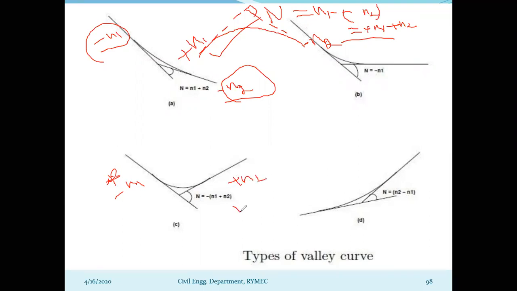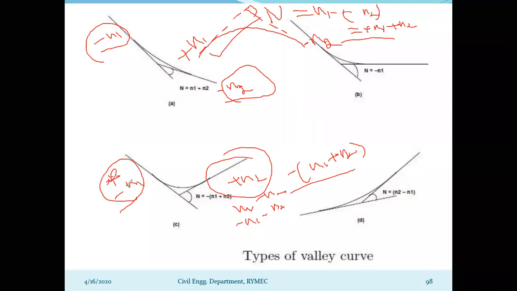So what was the formula? N1 minus N2. So you got minus of N1, so minus of N1 minus of N2. If you take minus common, what will you get? N1 plus N2. You will get N1 plus N2. This is the case. For the third one, I know this will have a minus and this will have a plus. So it means negative gradient followed by the positive gradient. This is case 3.